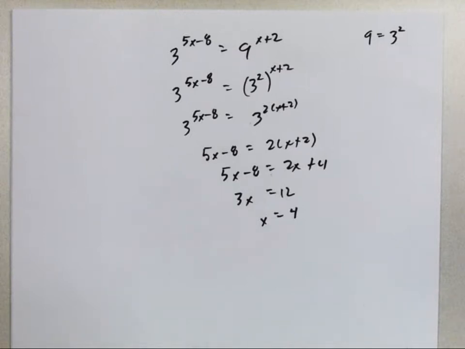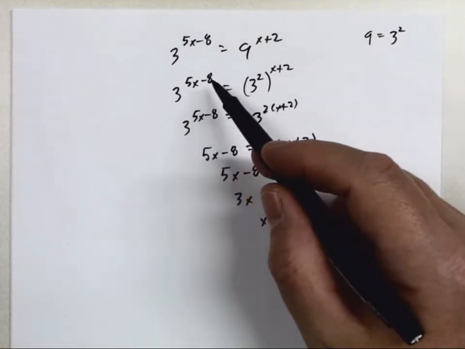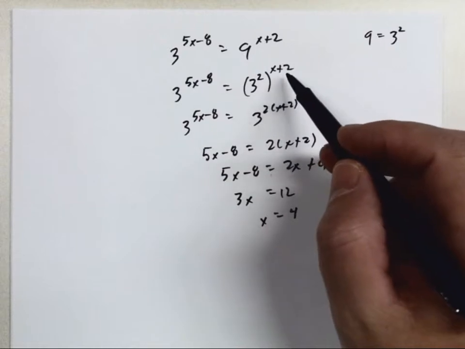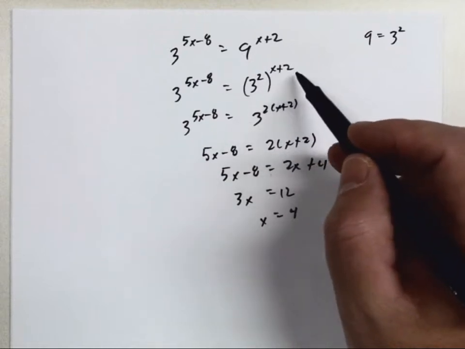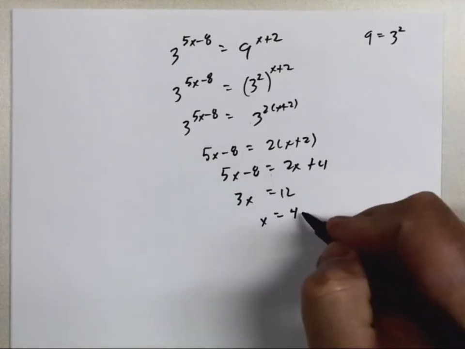I can check real quick. Let's go back and check right here. If I plug in a 4, that's like 3 to the 12th. Plug in a 4 here, that's 3 to the 12th. So it looks like that's correct.